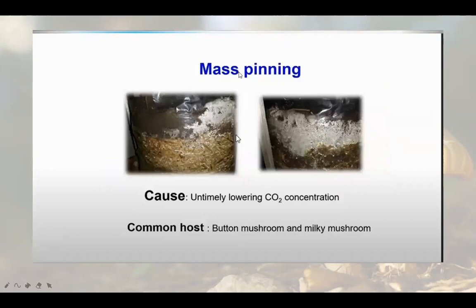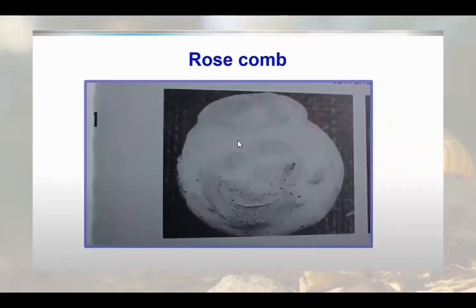Next, mass pinning. Pinning means pins, the smallest size of the mushroom. Mass pinning is when all the pins are formed together, ultimately lowering the carbon dioxide concentration. When they are formed in a group, the carbon dioxide concentration will be lowered, and it affects button mushroom and milky mushroom.